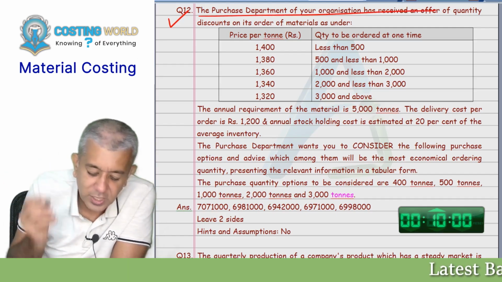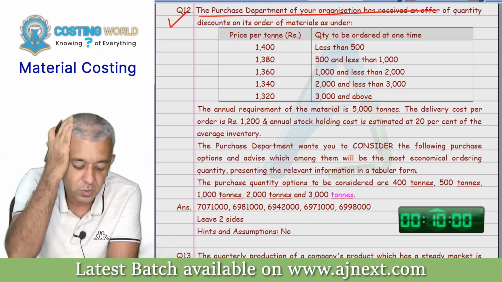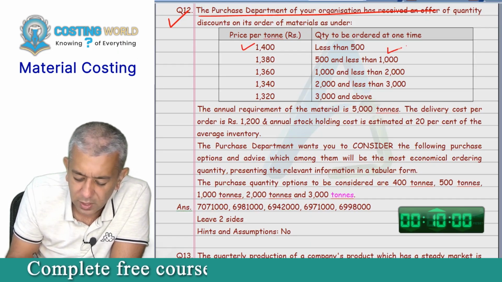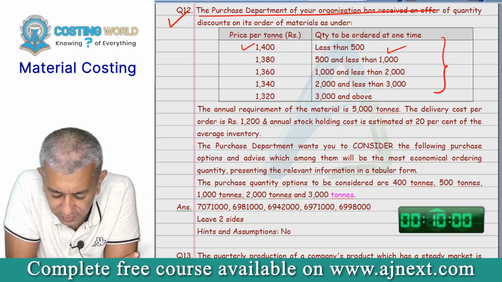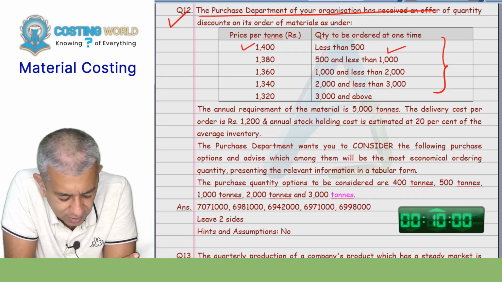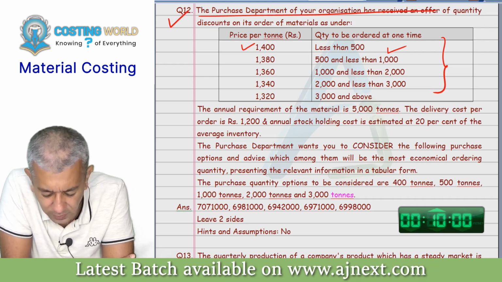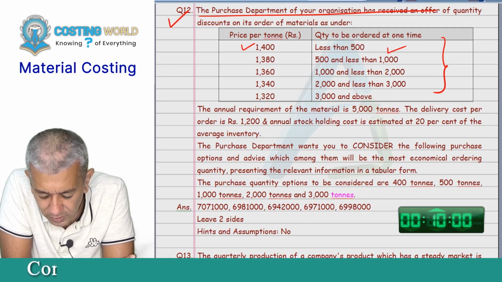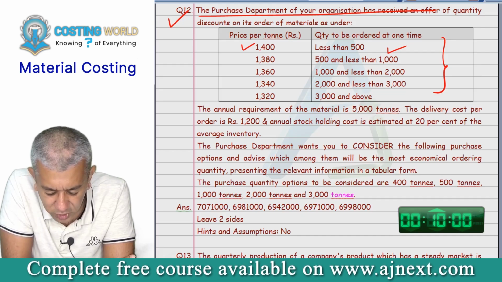Read. Purchase department of your organization has received an offer of quantity discounts on its order of materials as under. Price per ton 1400. All these particular things are same. I'm not reading it. The annual requirement of the material is 5000 tons. That is same as this. The delivery cost per order is 1200. That's your CA. Stock holding cost, that is your CI. Purchase department wants you to consider the following purchase options and advise which among all will be the most economical ordering quantity, presenting the relevant information in a tabular form.